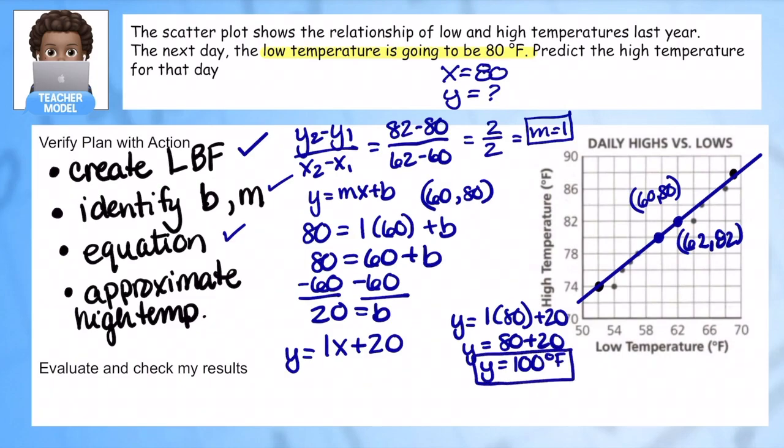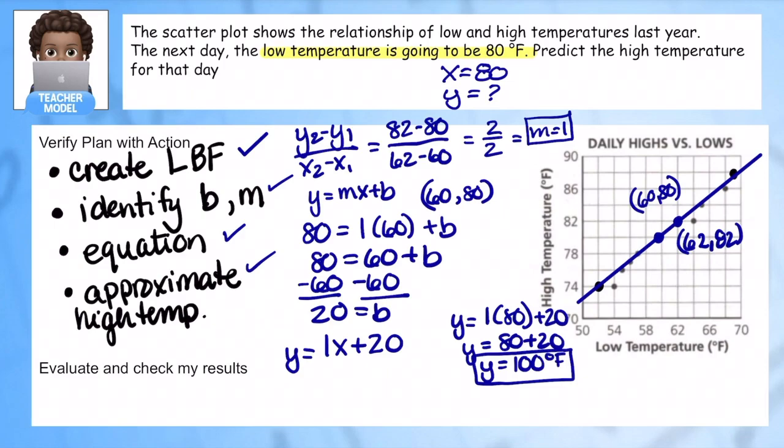There you have it, Math Marbles. Look at what we were able to do. We used our line of best fit to help us identify our, at least in this case, we can find our slope using 2 points. We couldn't find our y-intercept, so we were able to just use a point to find that. We found b. We created an equation, and then we use that equation to find the approximation of the high temperature when we have a low temperature. So let's write that final sentence down.